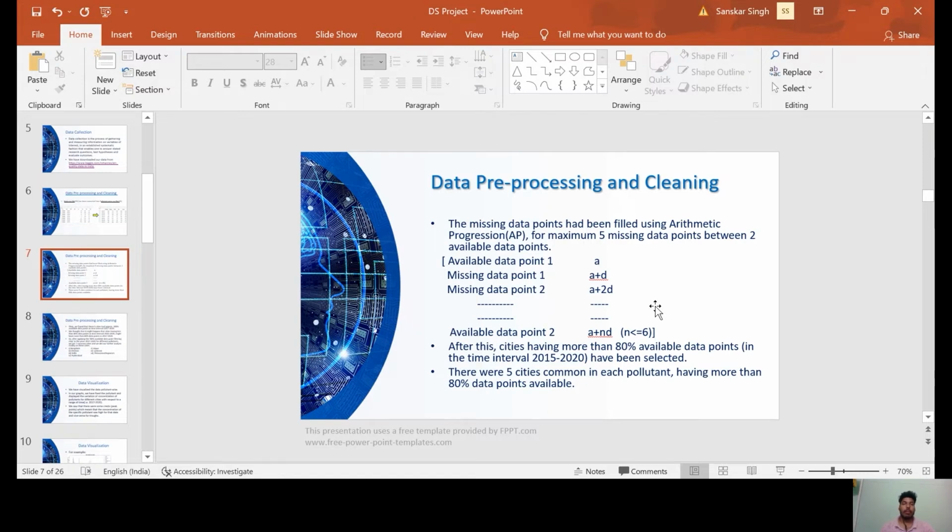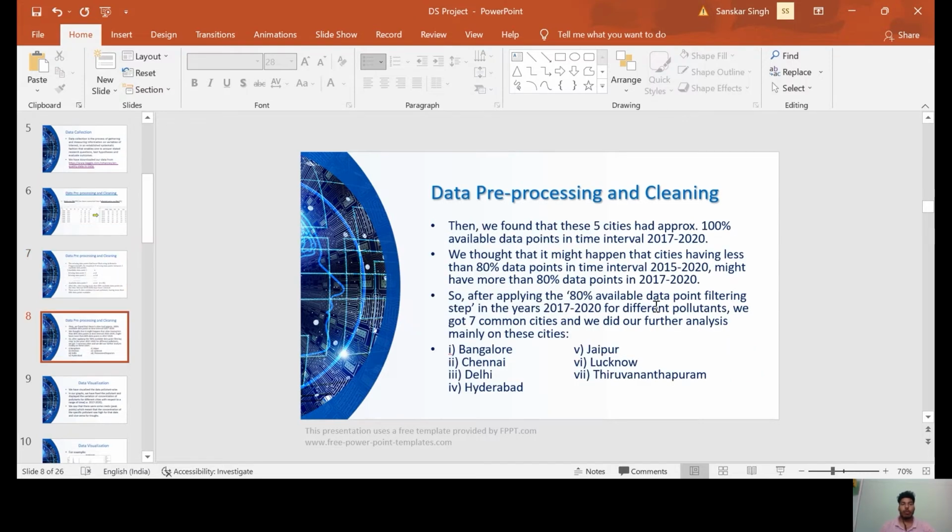After this, we have created a function that makes a new CSV file containing only those cities which have more than 80% available data. On running this code over the years range 2015 to 2020 for all the pollutant CSVs, we find cities that appear common in all the CSV files. That is, the data of all the pollutants is available for these 5 cities. Now in these 5 cities, we find that continuous data of pollutant level is available from 2017 to 2020.